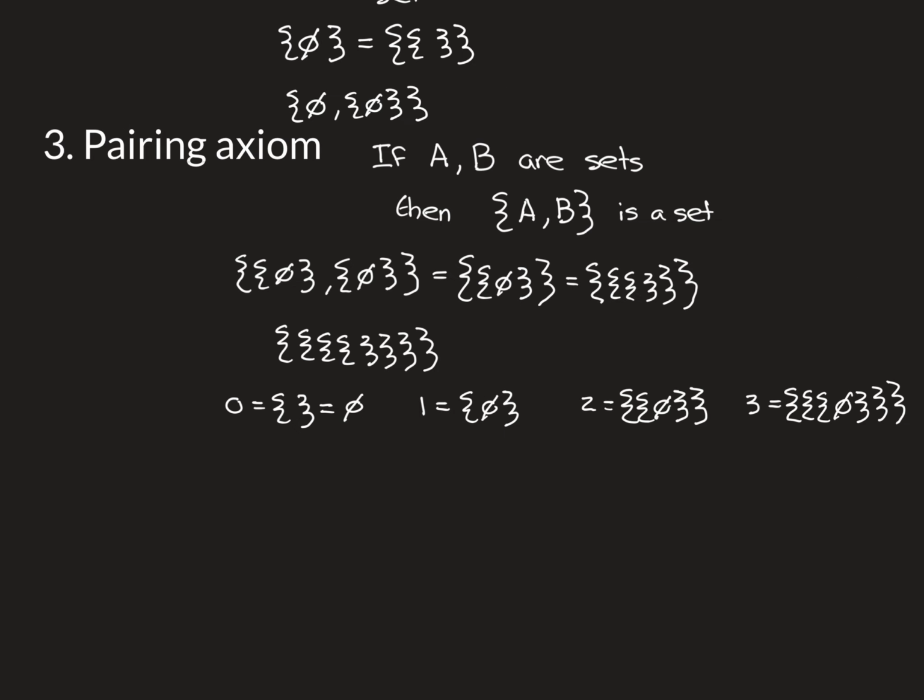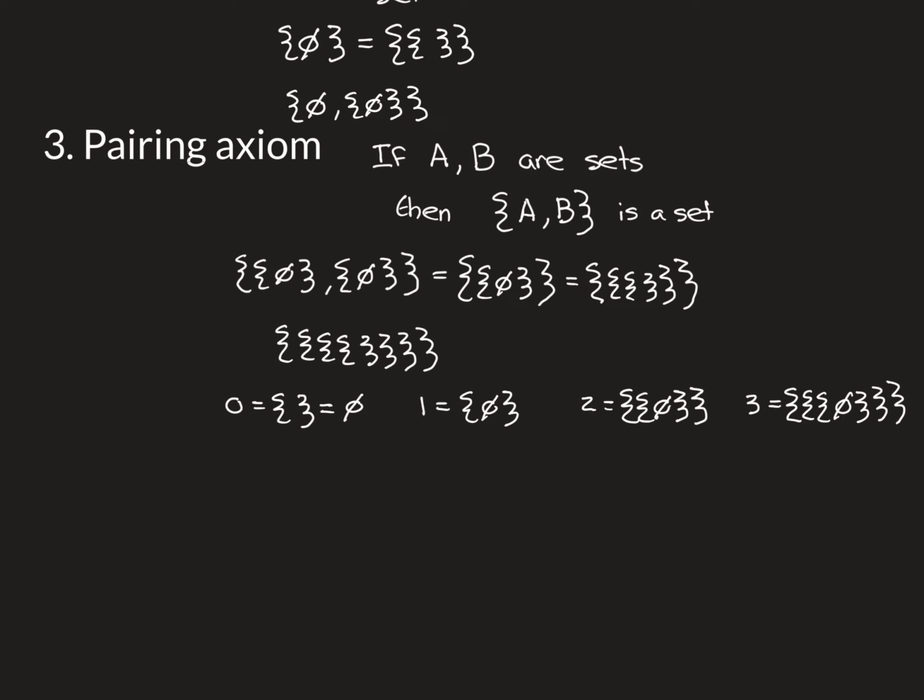Axiom number 3 is called the pairing axiom. And this says that if you have two sets, A and B, that are allowed within the theory to be sets, then you can create a third set out of the two by taking the set that contains the set A and the set B, and that new set is going to be allowed to be a set within our new theory. Now, why is this useful? Well, it's useful in loads of ways, but continuing on our line of thought, we're heading towards what's called the Zermelo construction of the natural numbers.